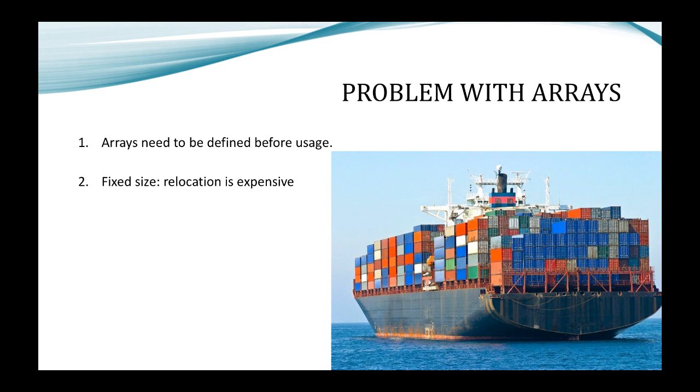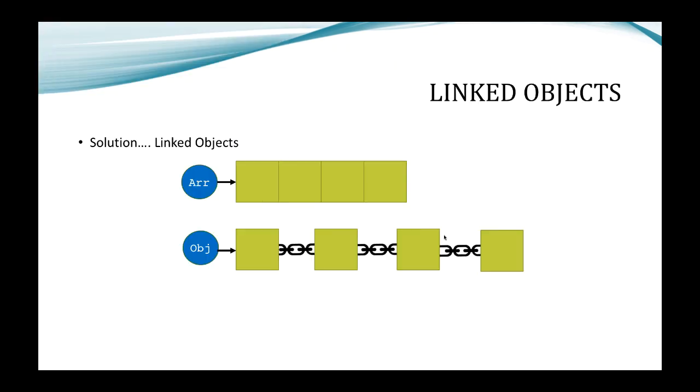So what's the solution for this? The solution is looking at linked data or linked objects. Here's a simple example. If you look at the top arr array, there's a reference which is pointing to an array of size 4. Linked objects allow you to connect the objects as if they're connected in a chain. So you can get the first object which connects to the second object through a chain, the second object connects to the third object and fourth object and so on.